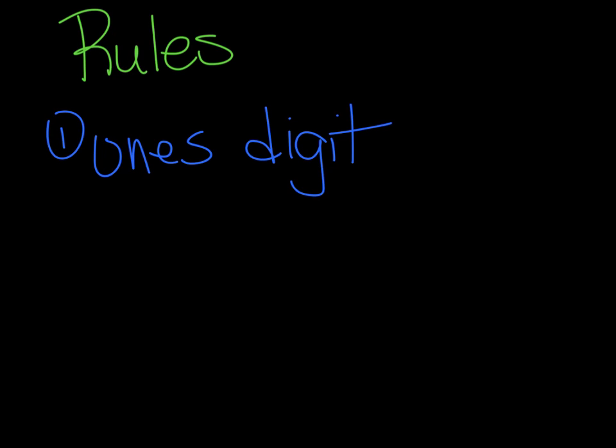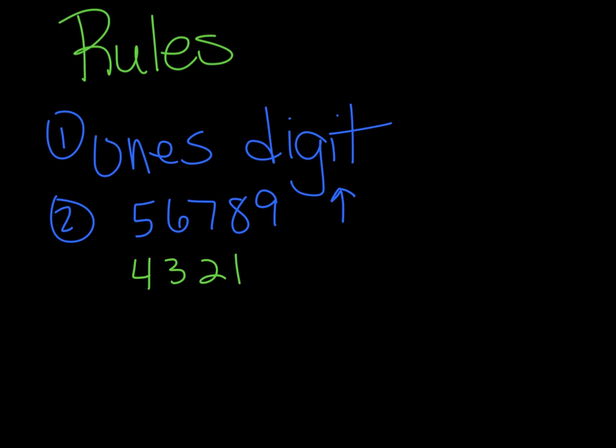You're going to look at that ones digit, okay? And then you're going to decide, is it 5, 6, 7, 8, or 9? And I'm still talking about that ones digit. If it is, we're going to move to the larger benchmark number, or we call it rounding up. If it is 4, 3, 2, 1, or even a 0, then we are going to round down to that smaller benchmark number.